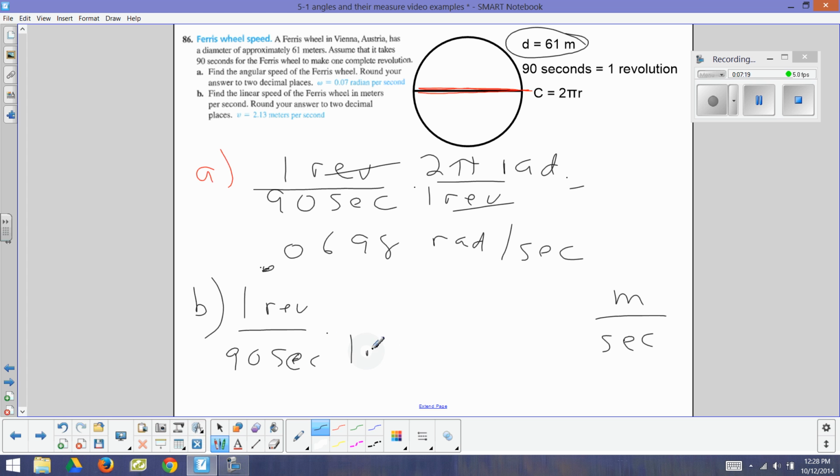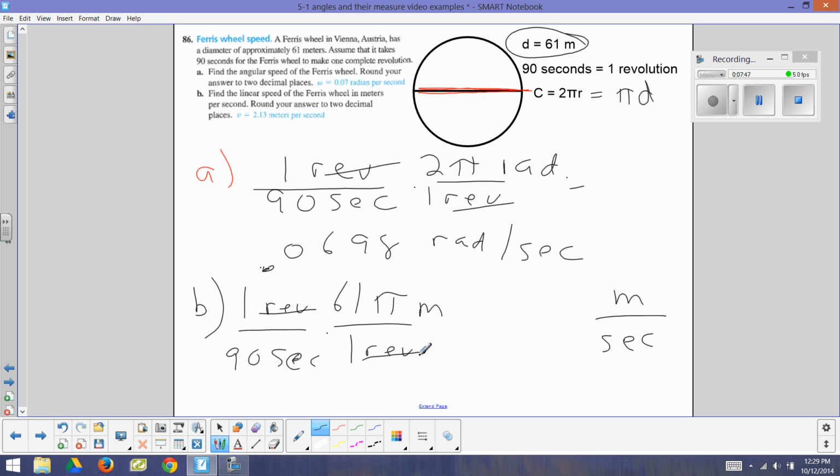I also know in one revolution, I will go one circumference. And the circumference of that circle is 61 pi. It's 2 pi r, and 2r is the diameter, so it's really pi times the diameter. There's your formula right there, pi times your diameter. So the circumference is 61 pi, and this is in meters.